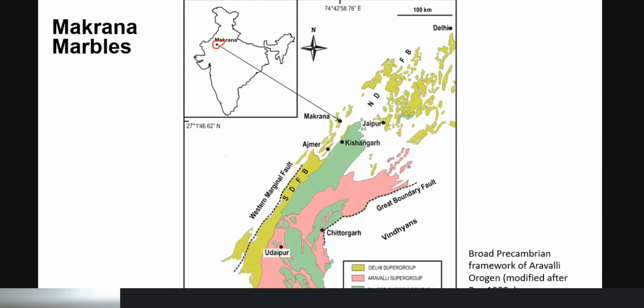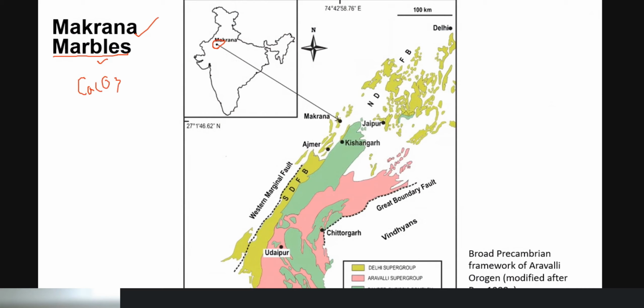So this is the geological map of that particular area, and these are these Makrana marble. Like this is in the name. Makrana has come from that particular village where this kind of marble is found, and this is marble. Marble means metamorphic rock. Metamorphic rock of what? Of your calcite, CaCO3, calcium carbonate.